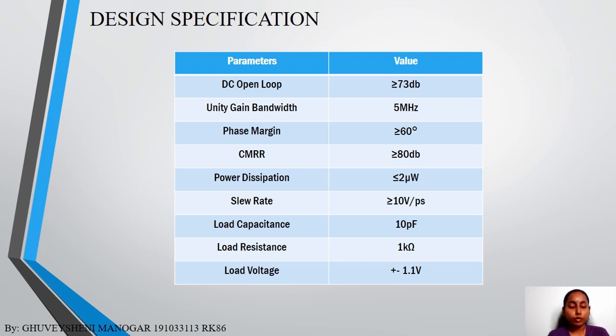Power dissipation or loss of power is less than 2 microwatts. Slew rate, also known as the maximum rate of change of an op-amp Vout, is more than 10 volts per picosecond. The load capacitance is 10 picofarad. It is the amount of external circuit capacitance in parallel with the crystal itself. Load resistance is the cumulative resistance of a circuit, and it is 1 kilo ohm. Load voltage is the drop in voltage when going from the no load to full load condition on a power source, and it is plus minus 1.1 volt.